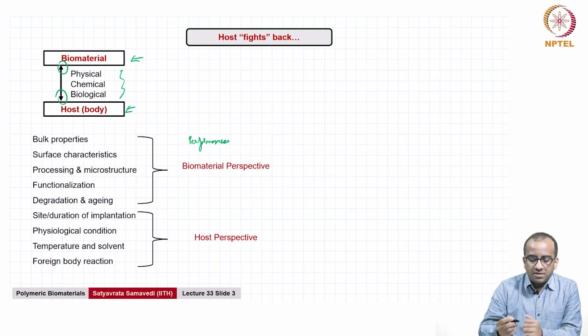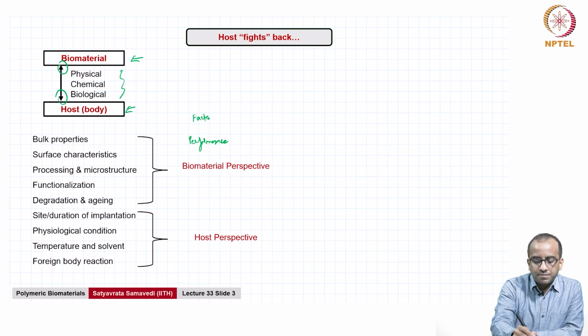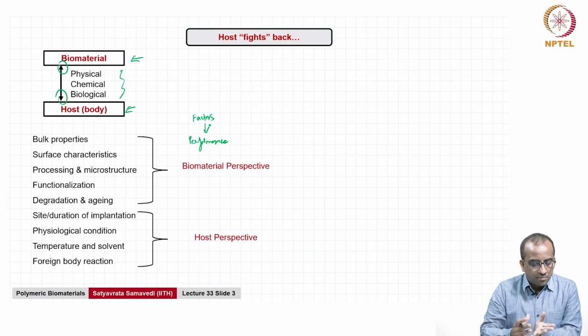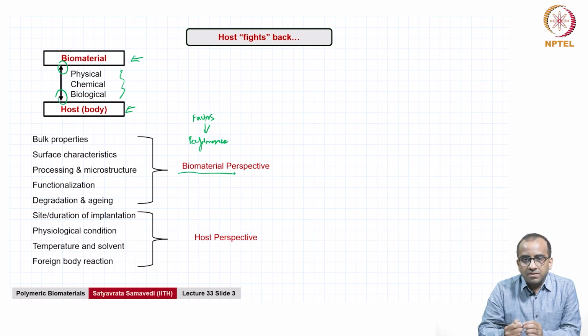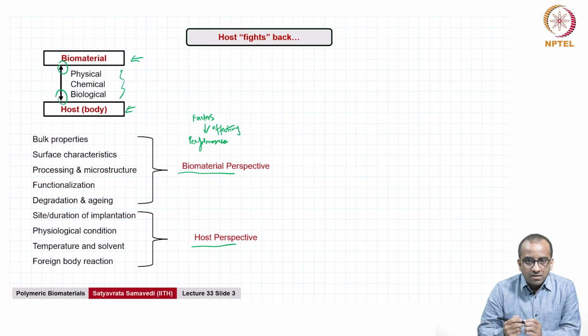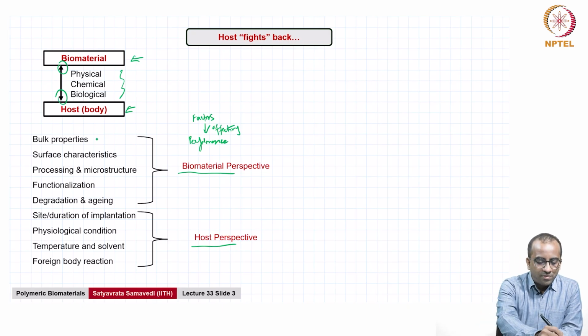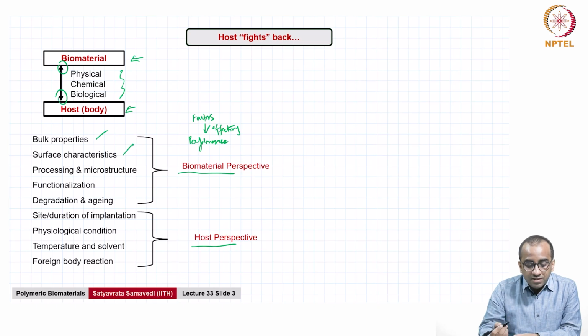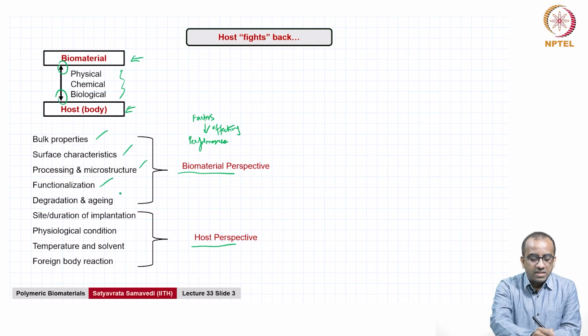the factors that affect performance are broadly listed here. And one can view this from two different perspectives. One is the biomaterial perspective, the other is the host perspective. So these are essentially factors affecting the performance. And from a biomaterial perspective, you can readily appreciate all these factors that are listed here because this is something we have seen in great detail throughout this course, right from bulk properties to surface characteristics to biomaterial processing, which affects the microstructure, namely pore size, porosity, functionalization of biomaterials, as well as degradation and aging.